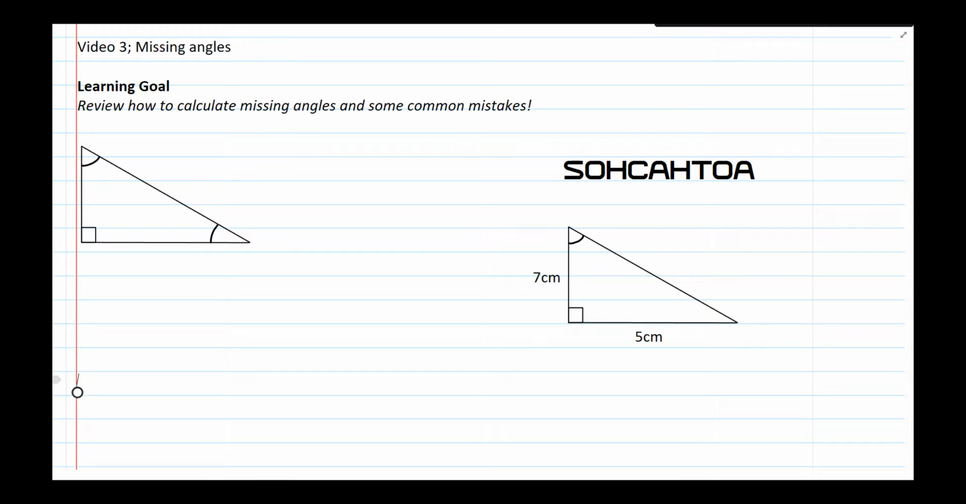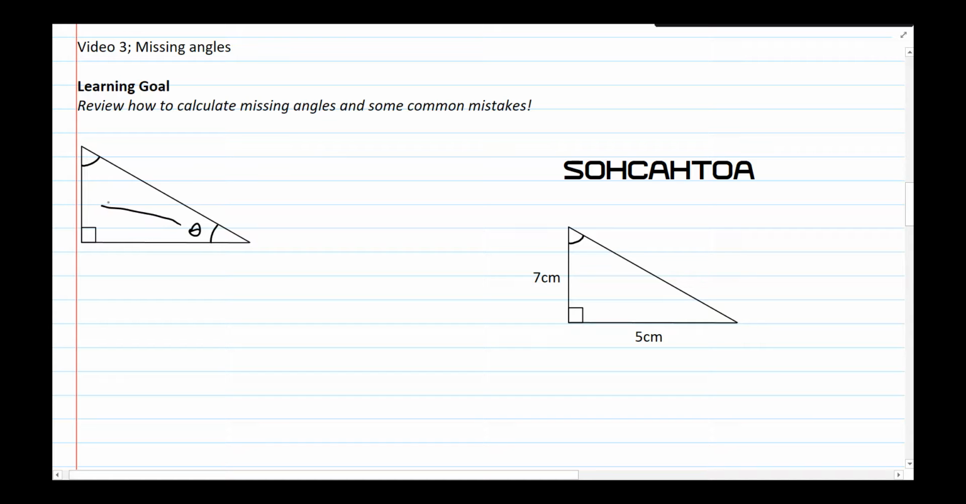and welcome to video 3, Missing Angles. In this video we're just going to talk very quickly through an example where we need to calculate a missing angle, and I'm just going to mention a couple of common mistakes that come up in this area as well. So first of all, you notice that I've got a blank diagram over here, and I just want to show you some labelling again. Now let's say I call this theta.